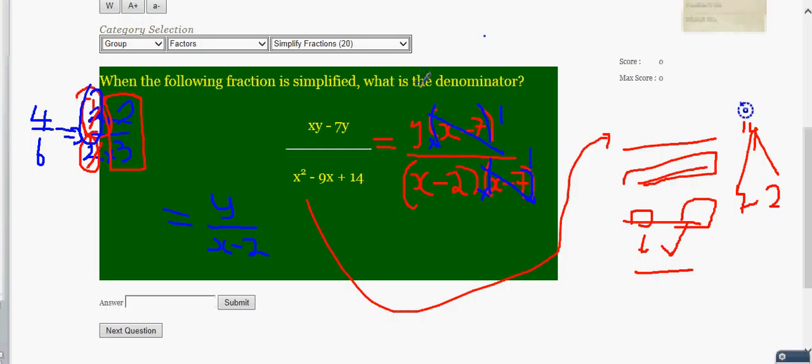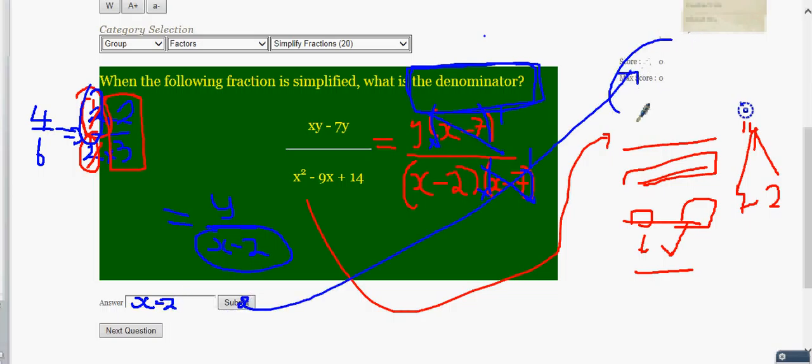The last thing you always do is read the question and answer the question you were asked. The question is, what is the denominator? The denominator means the thing on the bottom of the fraction. Type your x minus 2 in here, click on your submit button, and you'll get your score.